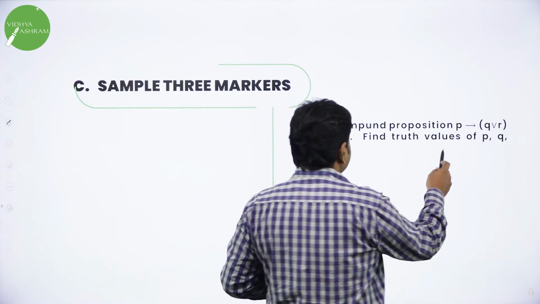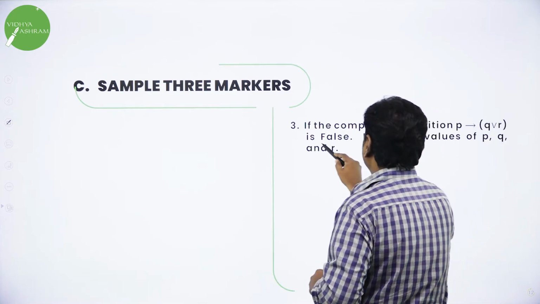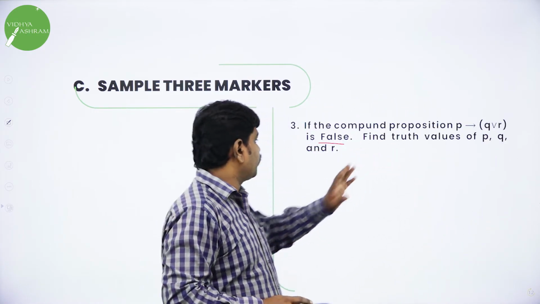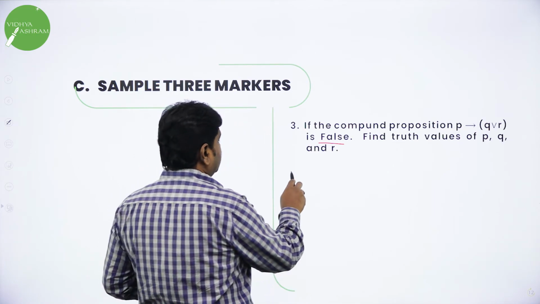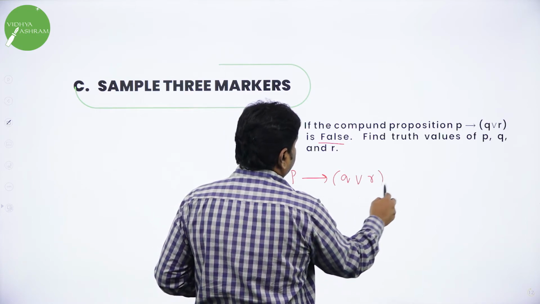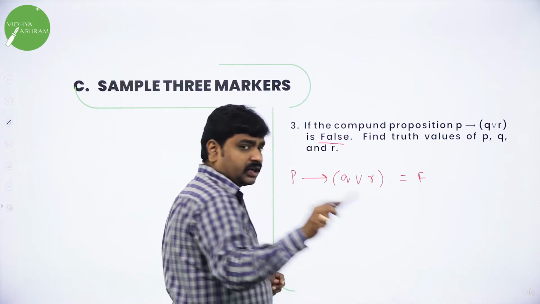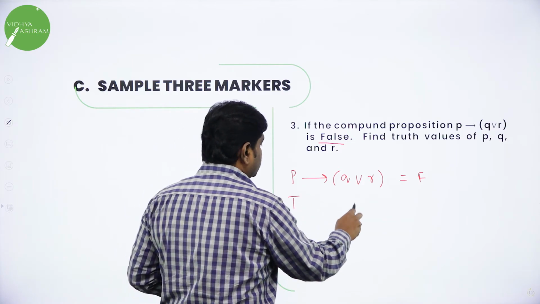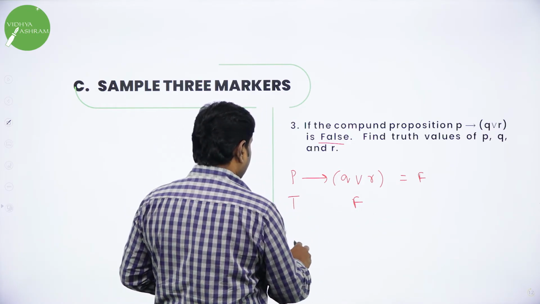The compound proposition P implies Q or R is false. Means again they gave the overall result, and then you should find P, Q, R. So now I'll start with this. P implies Q or R. They gave the result is false. Just now I taught you, for the result to be false in implies, this has to be true and this has to be false. So therefore P is true.